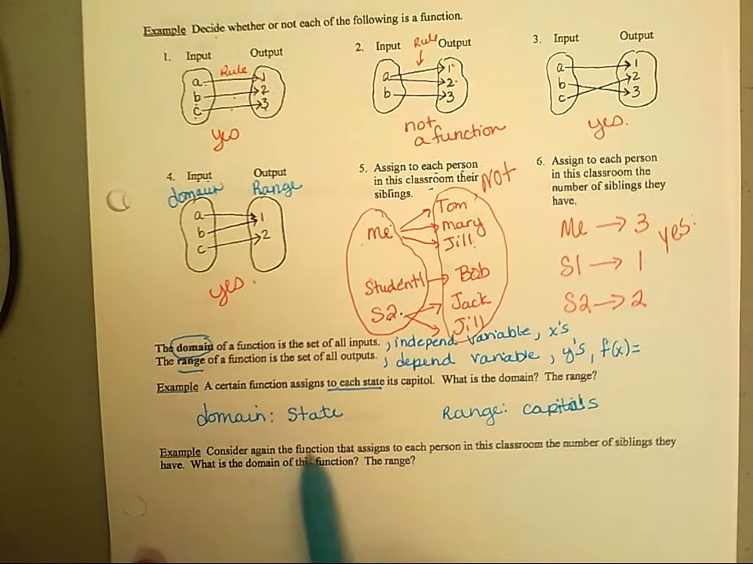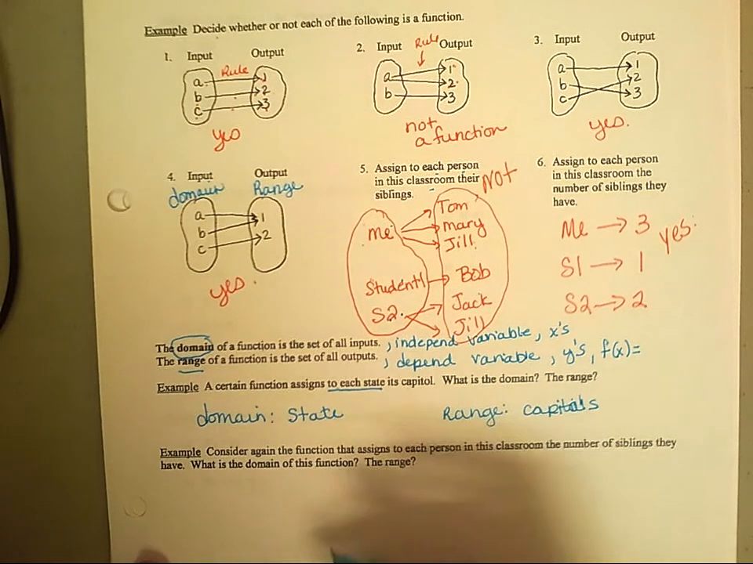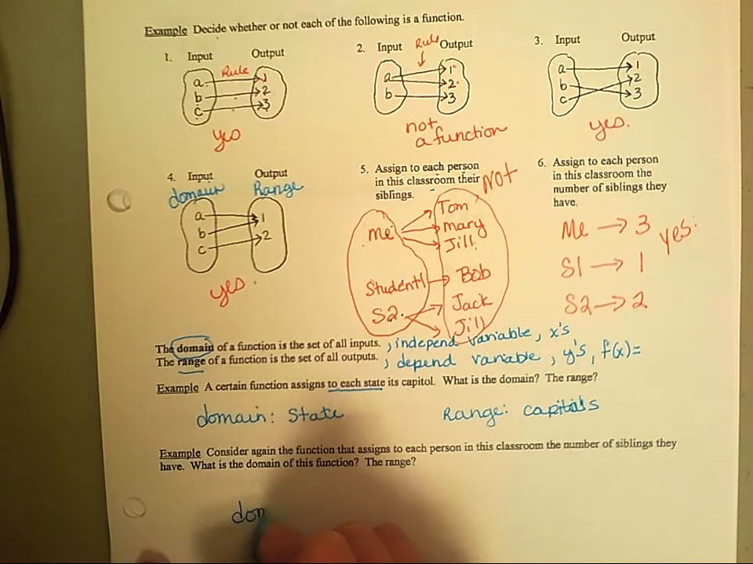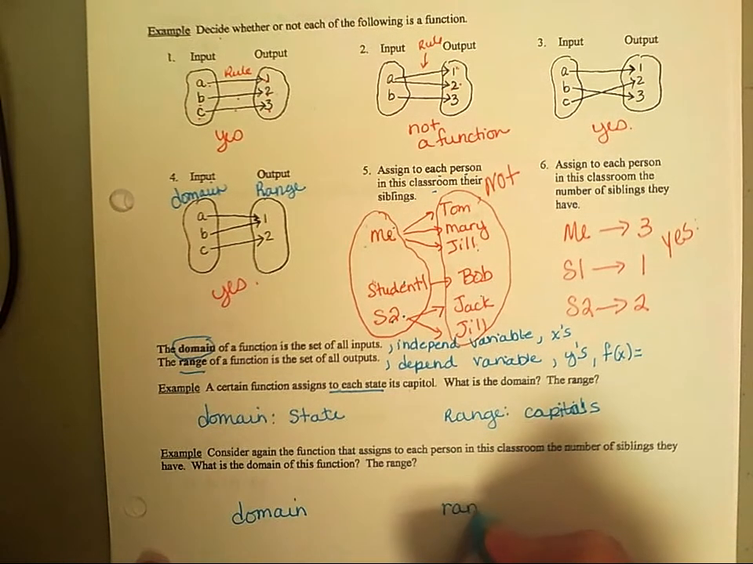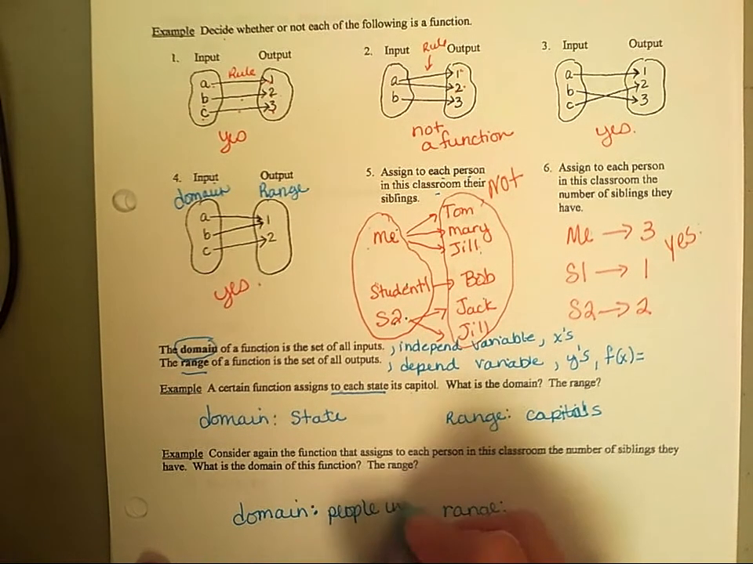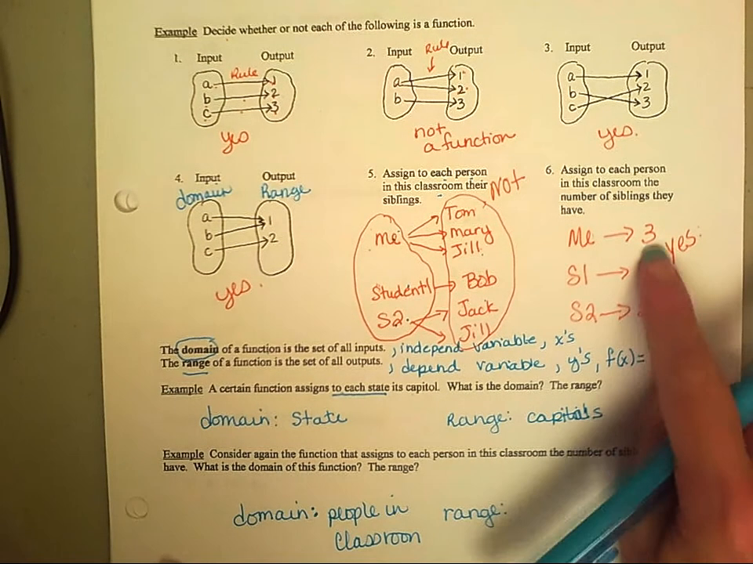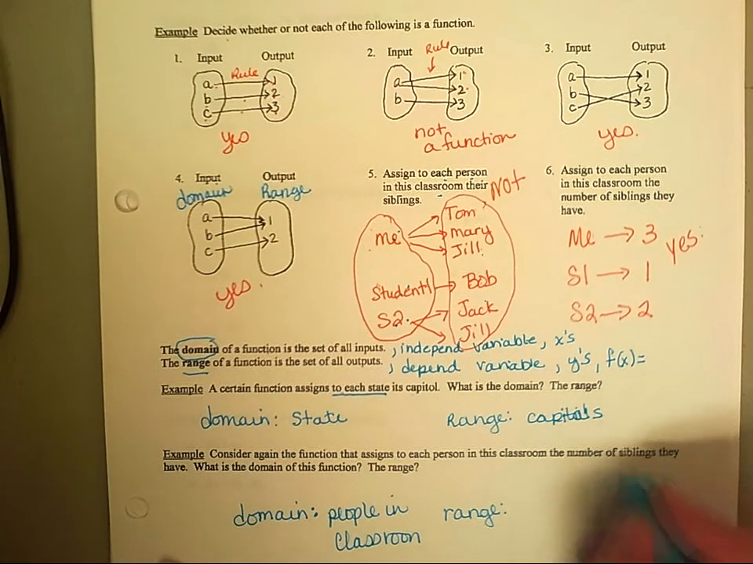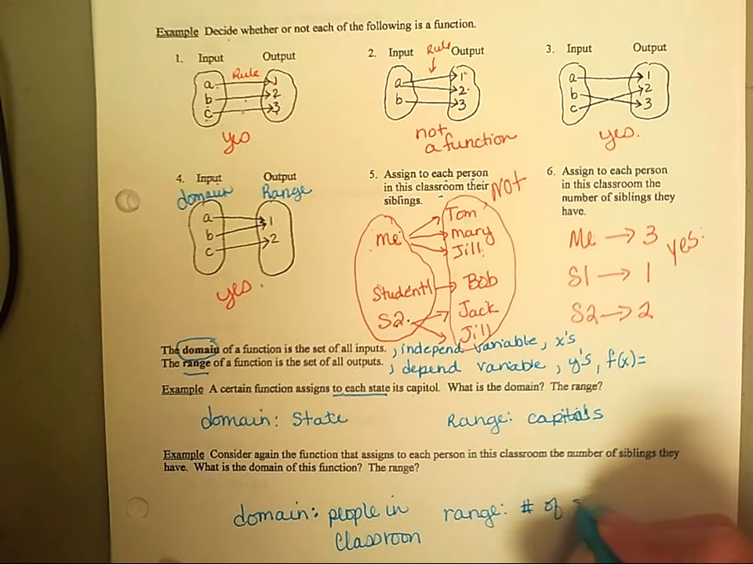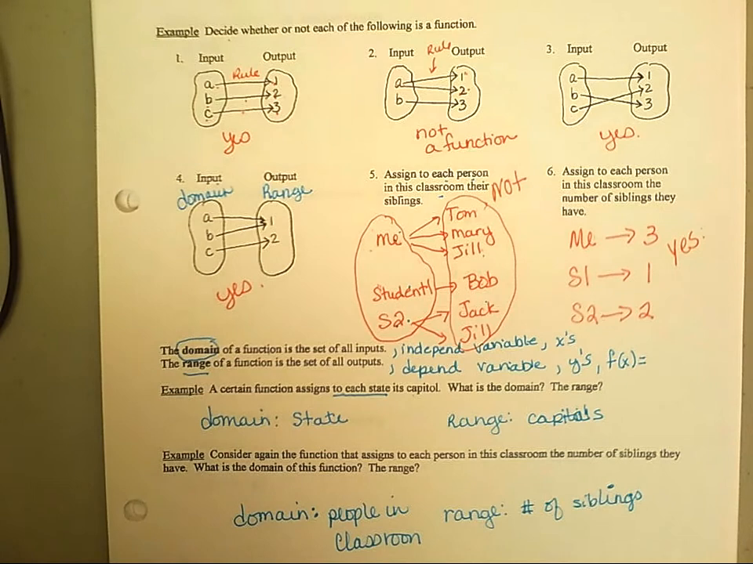And then they ask us, just what we've done up here, if we consider again the function that assigns each person in this classroom to the number of siblings they have, what is the domain and what is the range? Well, we then said the people in the classroom got assigned to what? Well, to the numbers, to the number of siblings. S-I-B-L-I-N-G-S, siblings.